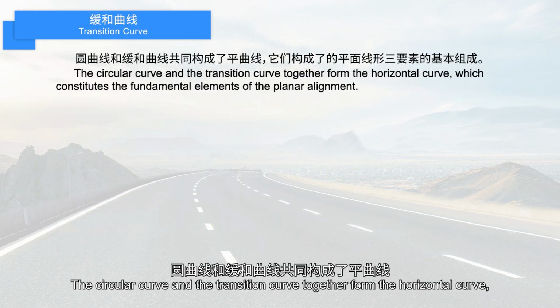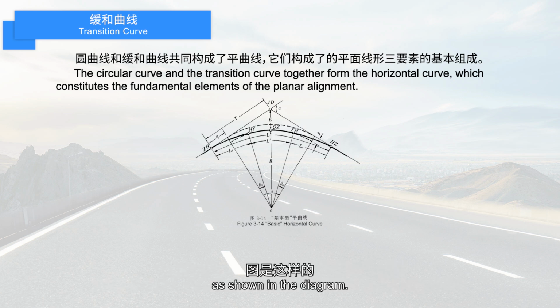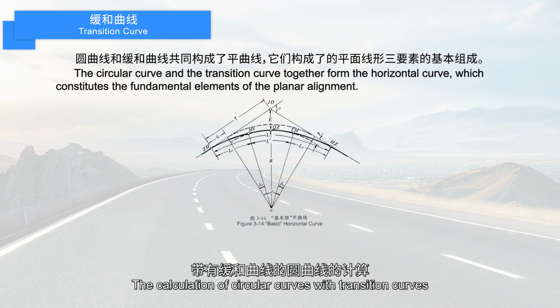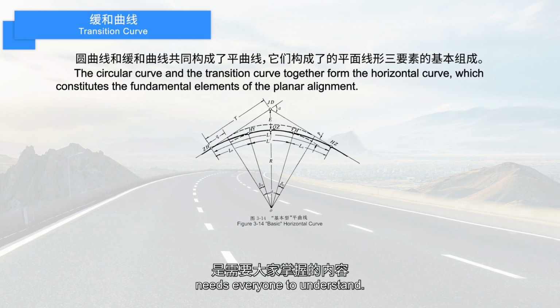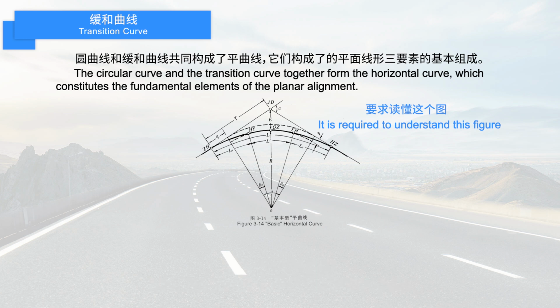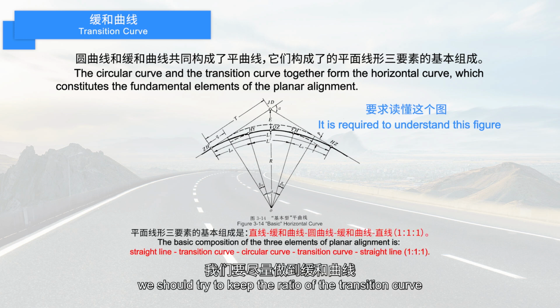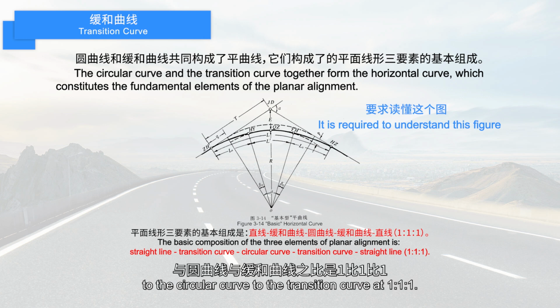The circular curve and the transition curve together form the horizontal curve, which constitutes the fundamental elements of the planar alignment, as shown in the diagram. The calculation of circular curves with transition curves needs everyone to understand. First of all, we need to understand the diagram. In the design of the horizontal curve, we should try to keep the ratio of the transition curve to the circular curve to the transition curve at 1 to 1 to 1.